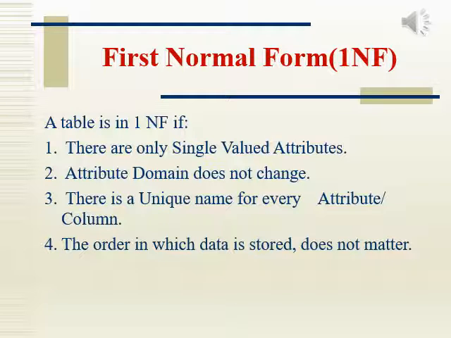Now continuing further, the first normal form is based on certain information that is required. A table is called in first normal form if and only if there are only single valued attributes in that table, the attribute domain does not change, and there is a unique name for every attribute or column. However, the order in which data is stored does not matter.